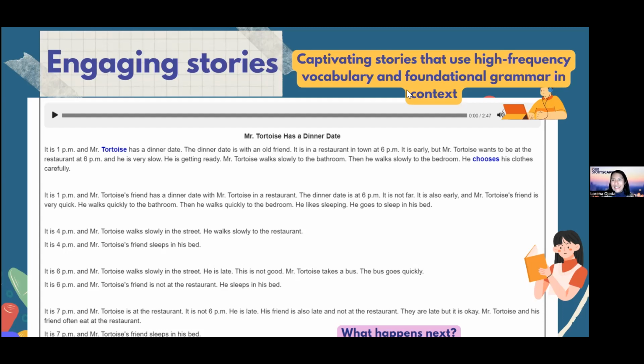Good job, Anna. Mr. Tortoise guessed first. Yes. And why do you think so? Even though he's slow. What happens? Yeah, even though he's slow, he never stopped.